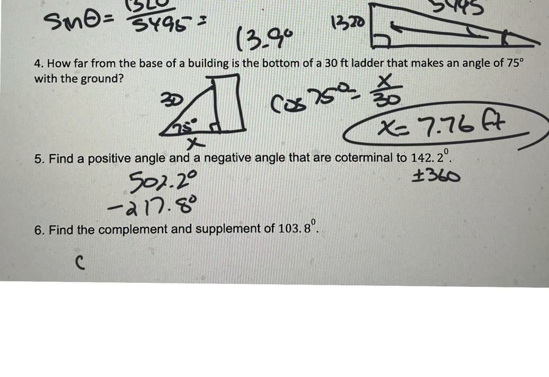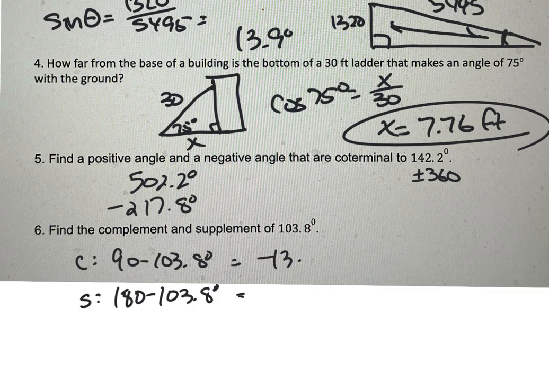Complement, supplement. Remember, for complement you do 90 minus whatever they give you. This is actually going to be a negative one. The supplement, you do 180 minus whatever angle they give you. So looking at those, I think this first one's obviously negative 13.8 degrees, which is okay, by the way. The second one is going to be 76.2. I did those in my head. I hope those are correct. You can double check me on the calculator.